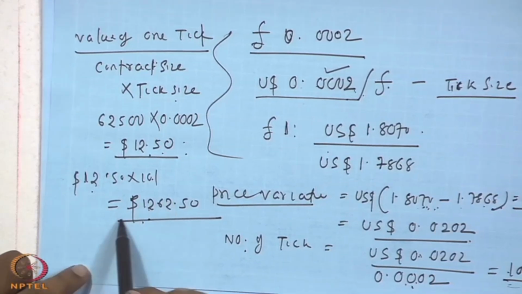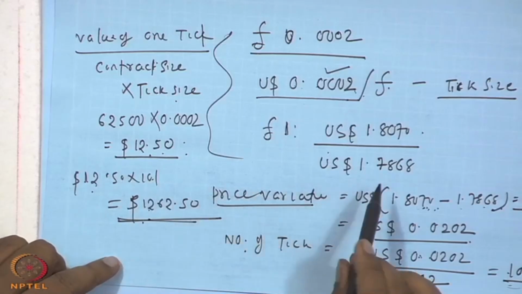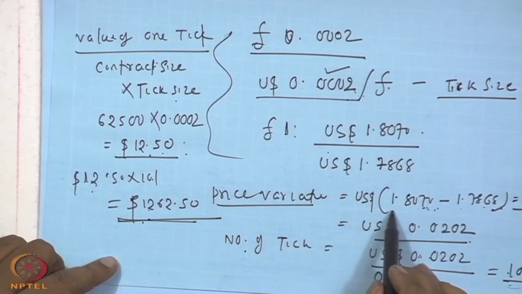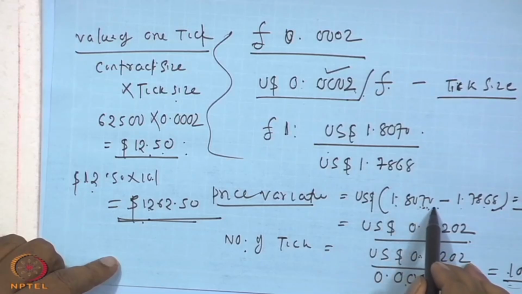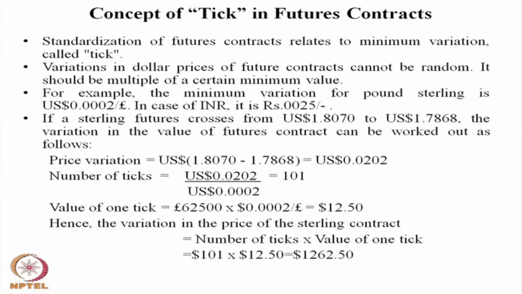The sterling contract price variation is 1262.50 if the pound sterling migrated from 1.8070 to 1.7868. That is how, using the tick, you can decide the sterling contract variation.